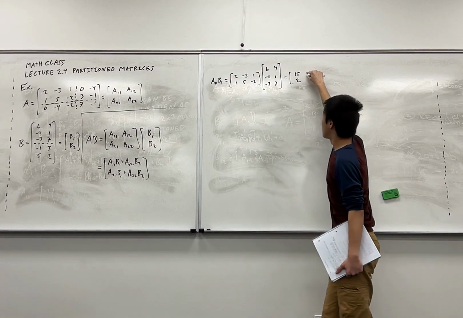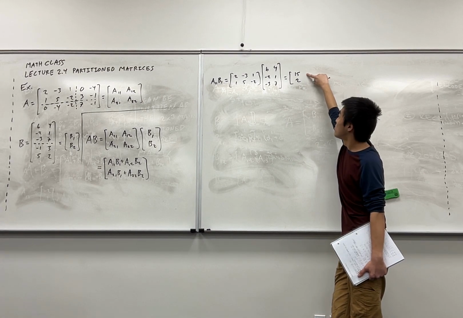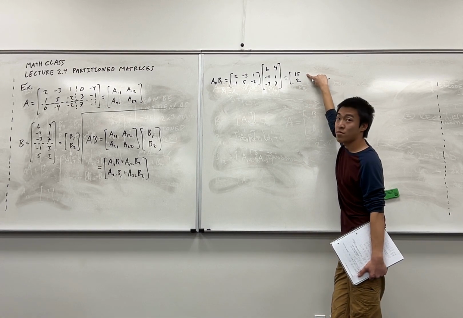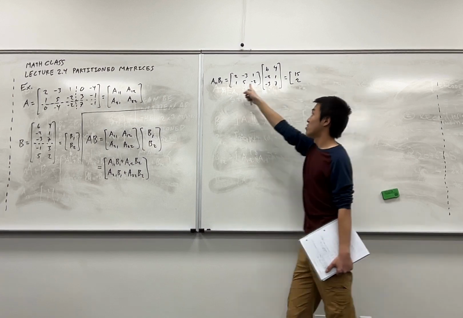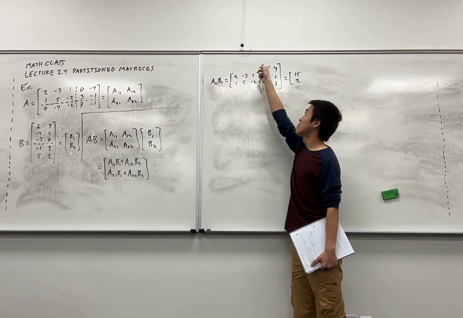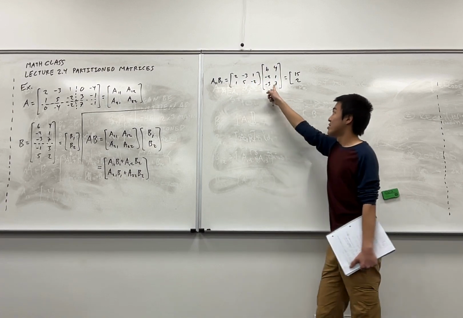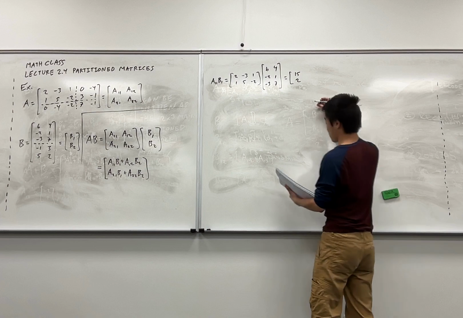Now, I want this entry. What row is this one going to be in? The first row, and which column? So, first row, second column. 2 times 4 is 8. Minus 3 times 1 is minus 3. 1 times 7 is 7. So 12.